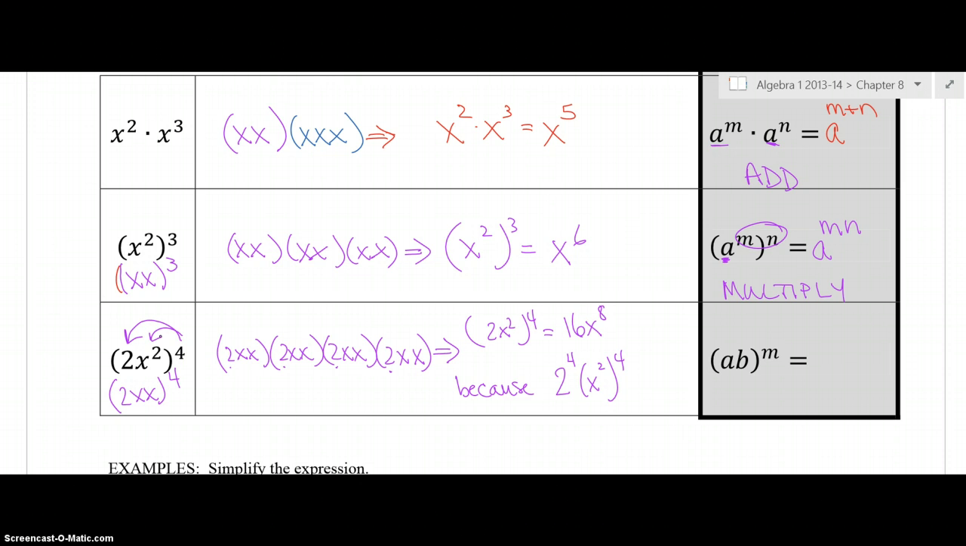Now, distribute is not the correct terminology. You will not see that in your book. Okay, visually that's what it reminds us of though, is distributing. Okay, but this is actually raising to the power. So you're going to raise each piece to the power that is outside the parentheses. Okay, so AB to the M becomes A to the M, B to the M.